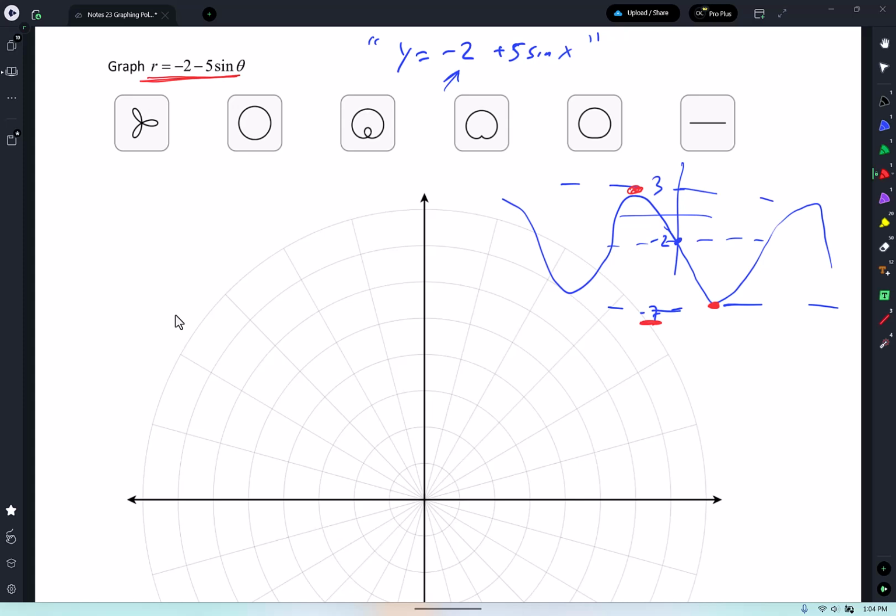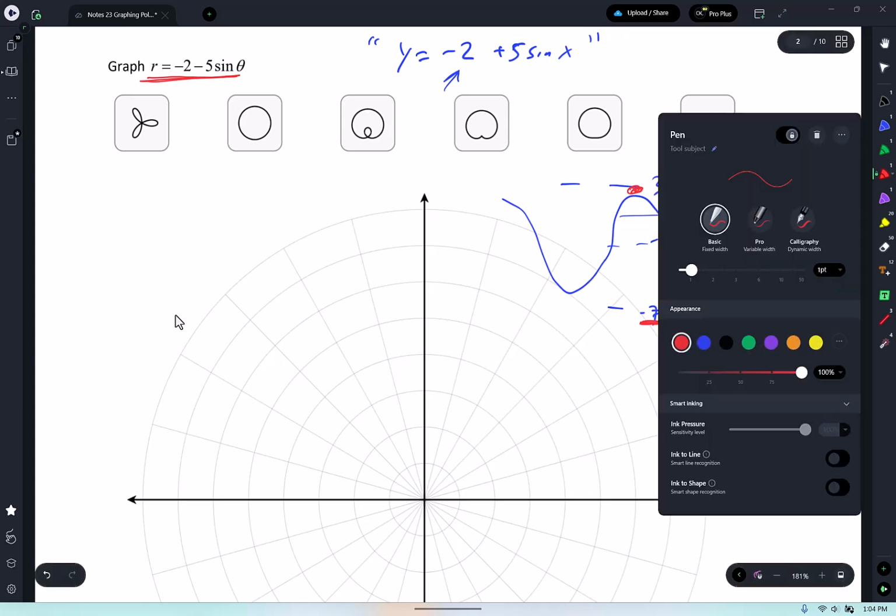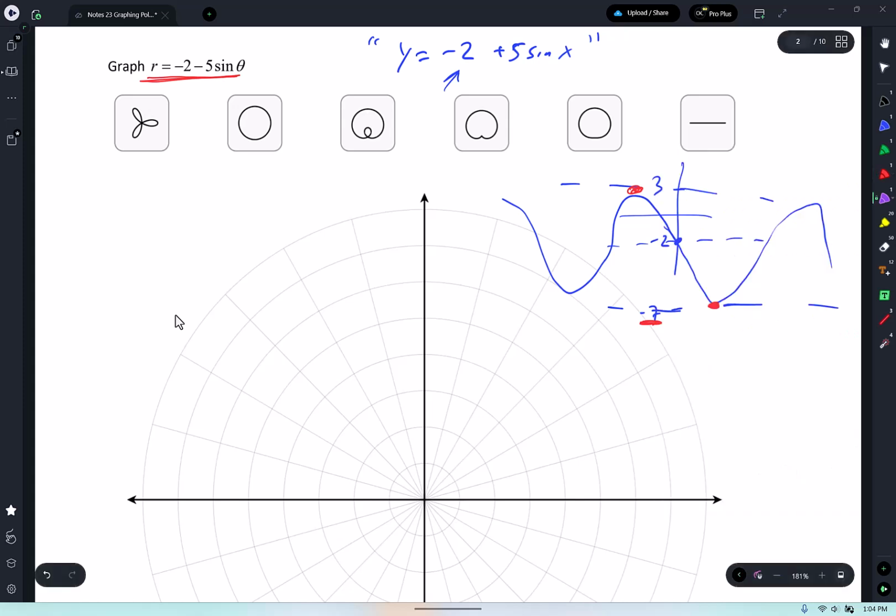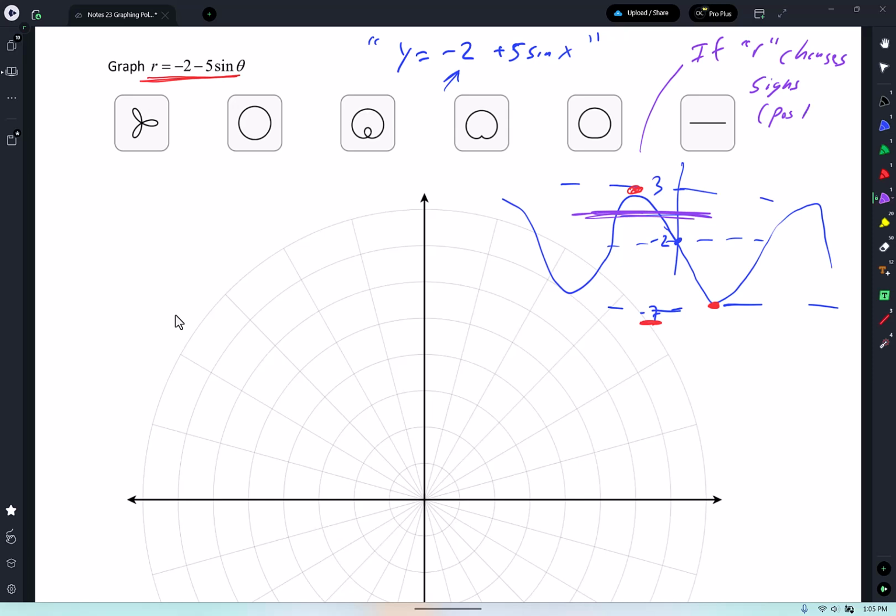Cool or not cool? Because r, you see this that I'm putting in purple? r is changing signs. Because it's changing signs, that creates a loop. So let me put that in writing. If r changes signs, meaning positive to negative or negative to positive, this creates a loop. It's going to look like that with a loop.